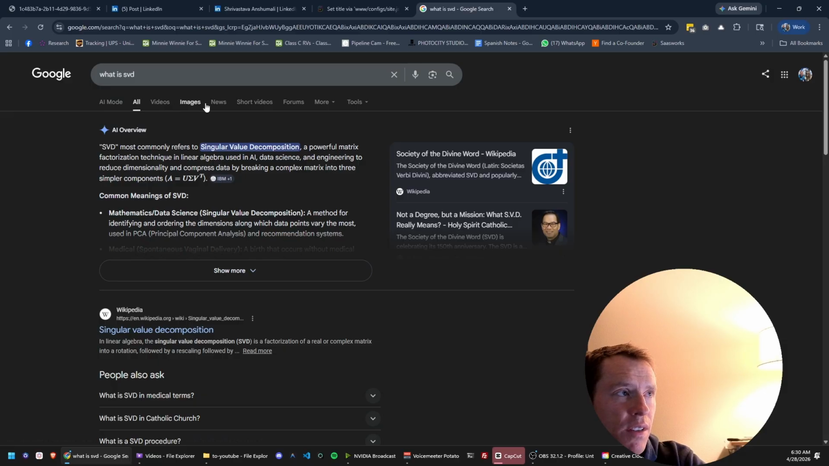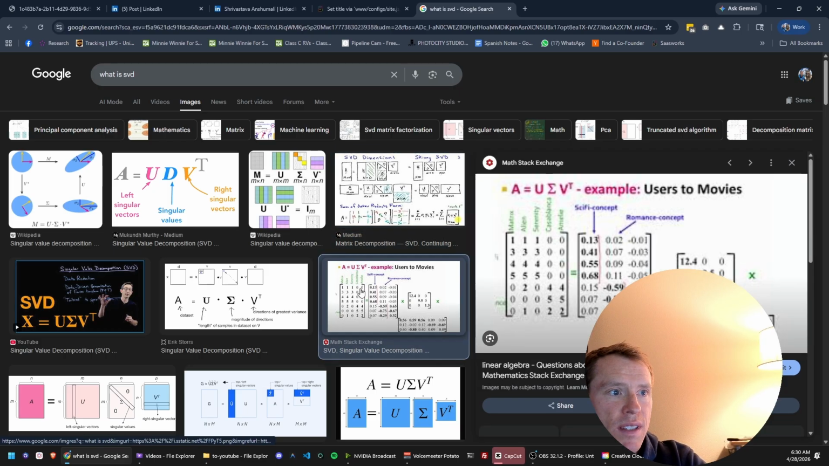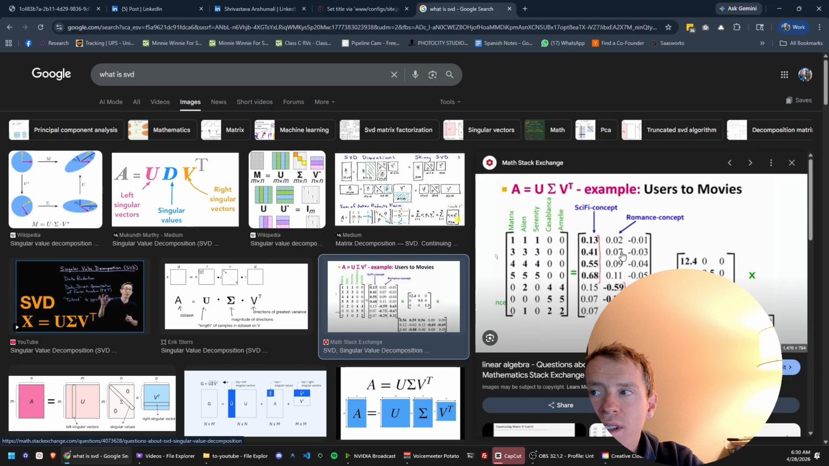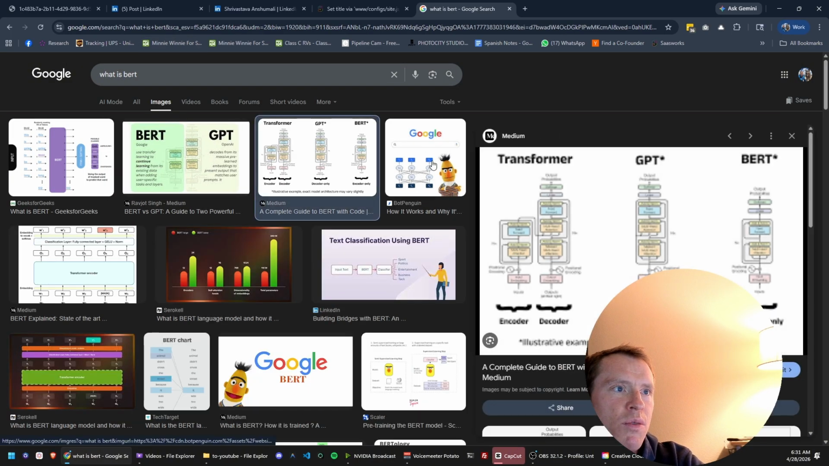So singular value decomposition, if we looked at images, would sort of give us this idea that you're taking a matrix and you're going to basically compress it. This is one of the fundamental moving parts of how we get into the world of modern LLMs. This is where I believe the research goes.